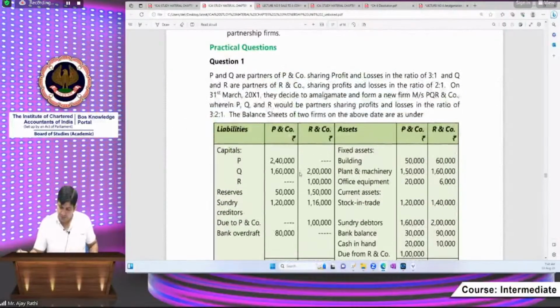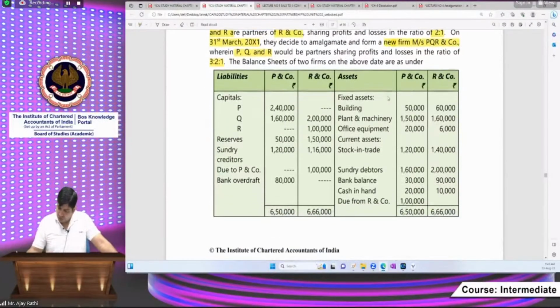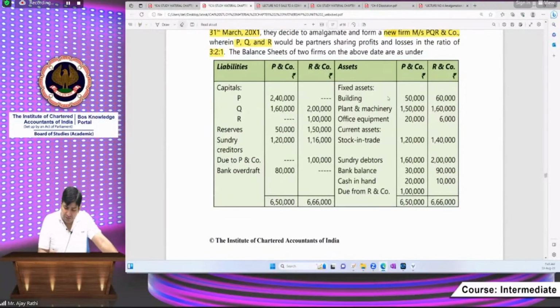See, P and Q are the partners of P and company, and the ratio is there. Q and R are the partners of R and company, and the ratio is there. On 31st March, they decided to amalgamate, and a new firm is there, PQR and company, where P, Q and R will be the partners, and this will be the new ratio. So easy it is. The same is the case with this. See, all the assets and liabilities are there. Definitely there could have been some contra. You can see easily these are the contra. Okay, you will be cancelling the same.